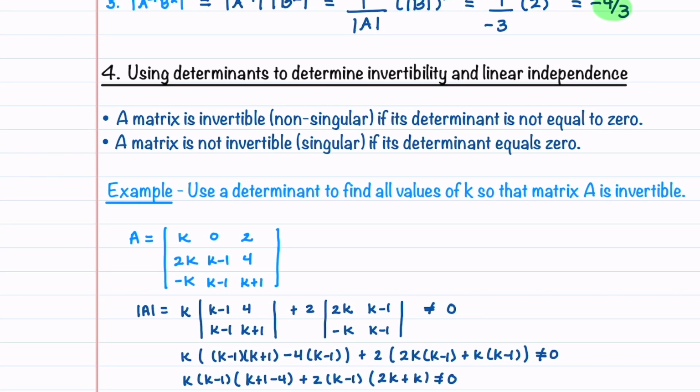The last topic that we're going to look at is how to use determinants to determine invertibility and linear independence. We'll first talk about how determinants can be used to determine invertibility. A matrix is invertible or non-singular if its determinant is not equal to 0. A matrix is not invertible or singular if its determinant equals 0.